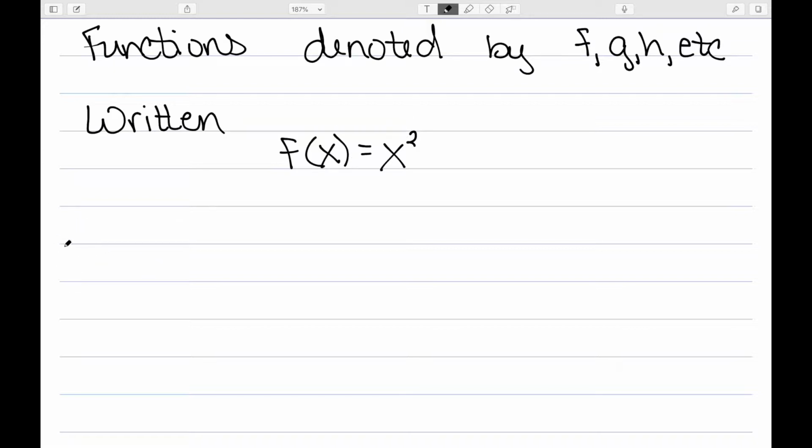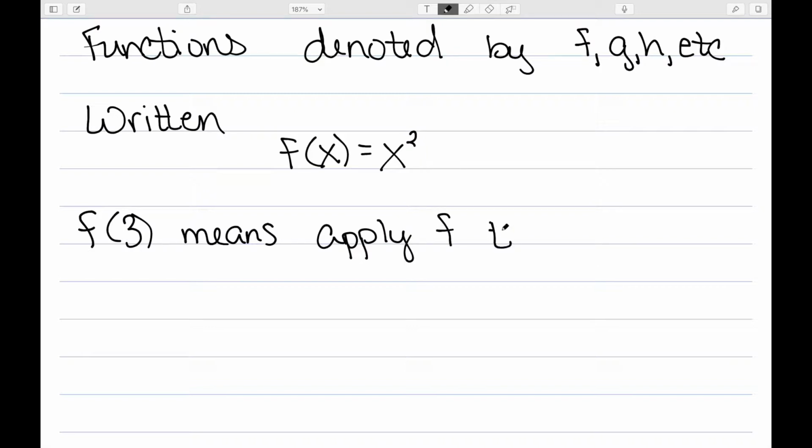And the reason we do this is because now I can talk about something like f of 3 and what this means. Well, this means apply the rule f to my input 3. So essentially what it means is stick in 3 for x and figure out what the output needs to be. Well, 3 squared is 9, so f of 3 would be equal to 9.